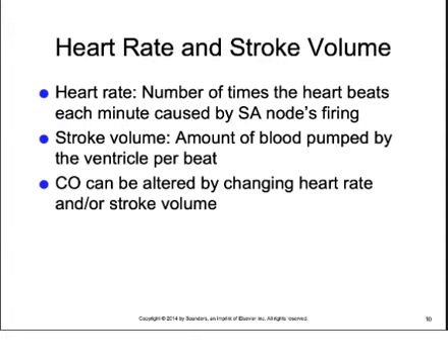The heart rate is just the number of times the heart beats each minute, and that's set by the SA node firing rate, while the stroke volume is the amount of blood that's kicked out with each ventricular contraction. And you can alter the cardiac output by changing both the rate and the stroke volume.